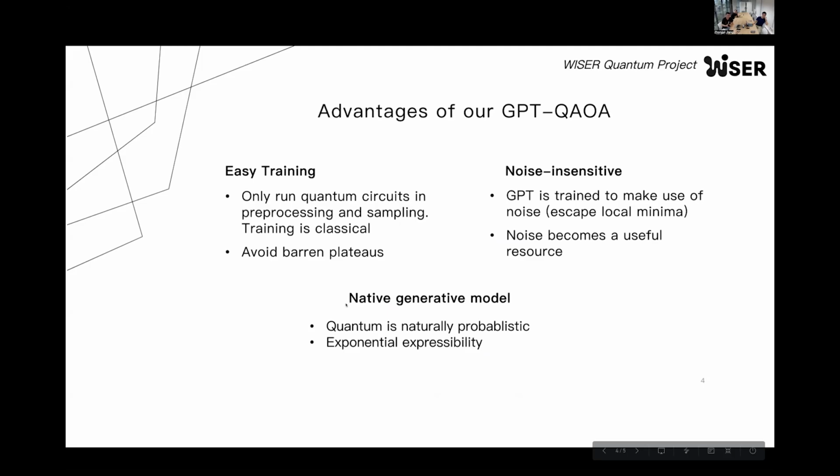Last but not least, we believe this is a native generative model because quantum itself is probabilistic. And if you look at the algorithm architecture, the GPT is the classical generative model. The QAOA part can be seen as the quantum generative part. So it's a hybrid generative model. In this way, we can use quantum computers' exponential expressibility.